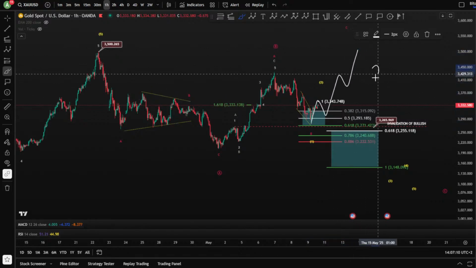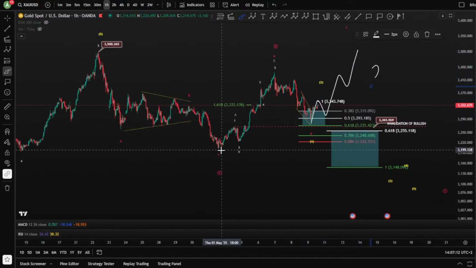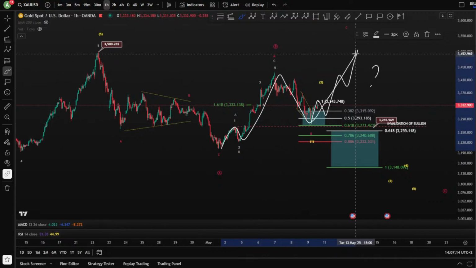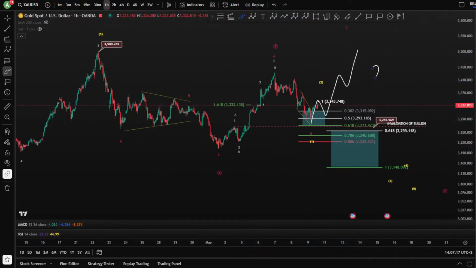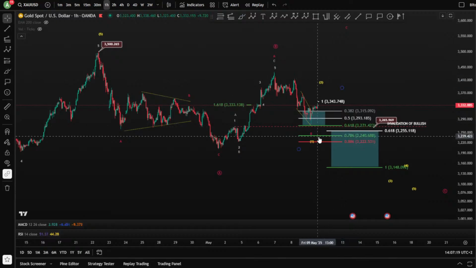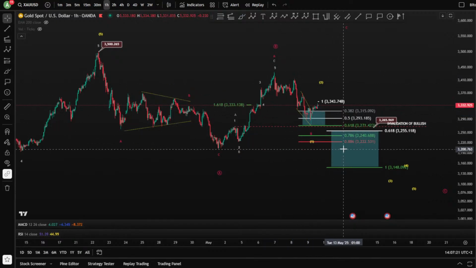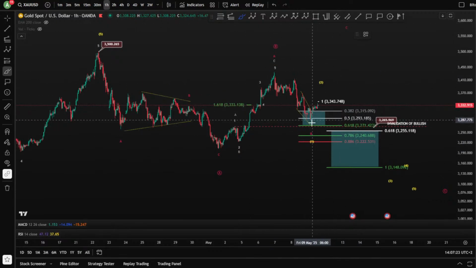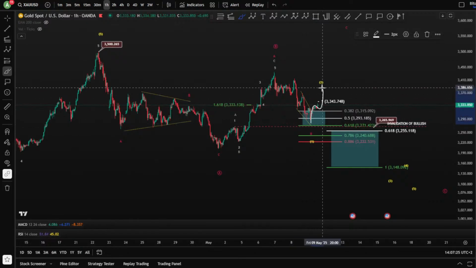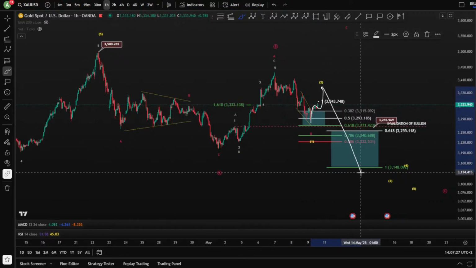Are we in a new all-time high? Continuation of 1, 2, 3, 4, and a 5. This is the question mark for the next analysis. All right. Yep. So that was the gold. For the gold, I'm still looking anyway in all case scenarios for higher for a wave 2, and then moving toward the downside for 3, 4, and a 5.